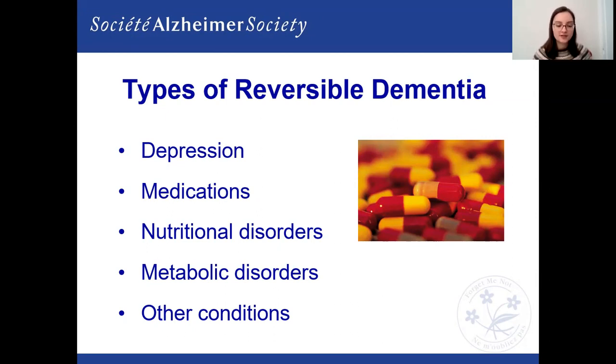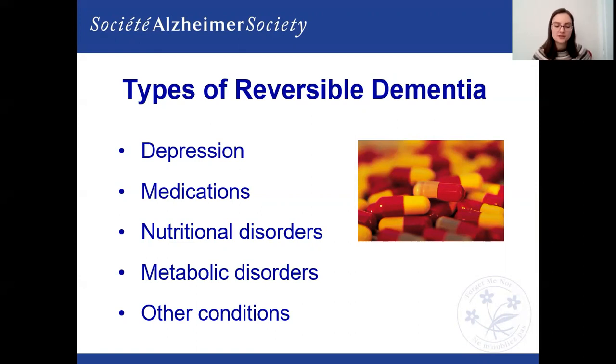First one on our list here is depression. Sometimes the symptoms of dementia, such as withdrawal, an inability to initiate activity, and memory loss can actually be due to an underlying depression. Depression is highly treatable, and with therapy, medication, and lifestyle changes, the symptoms can improve and even reverse.